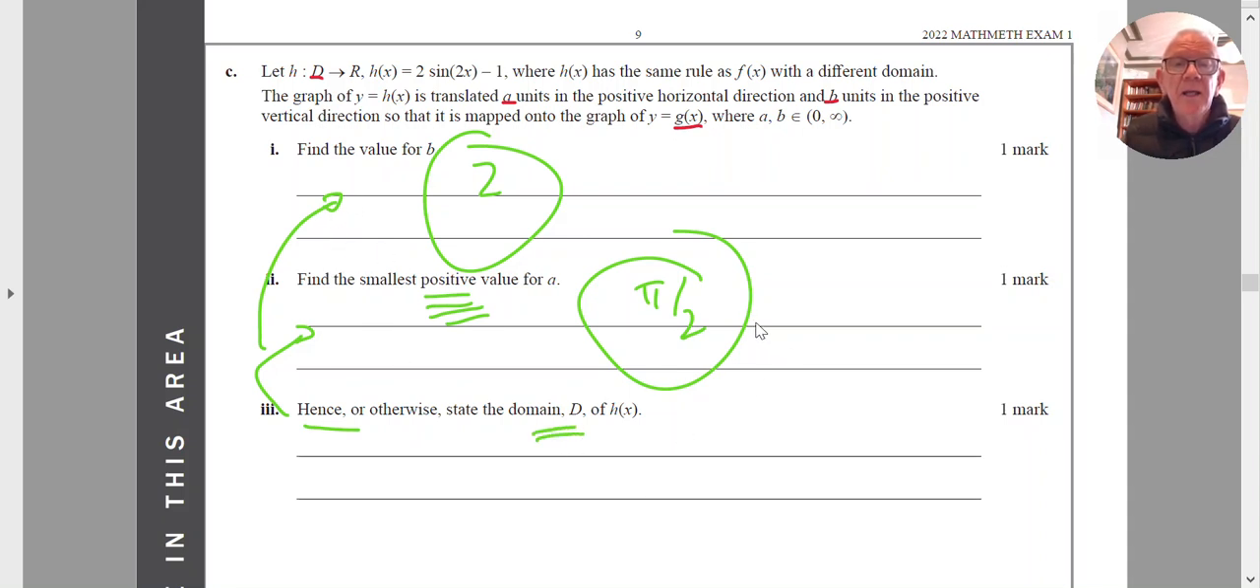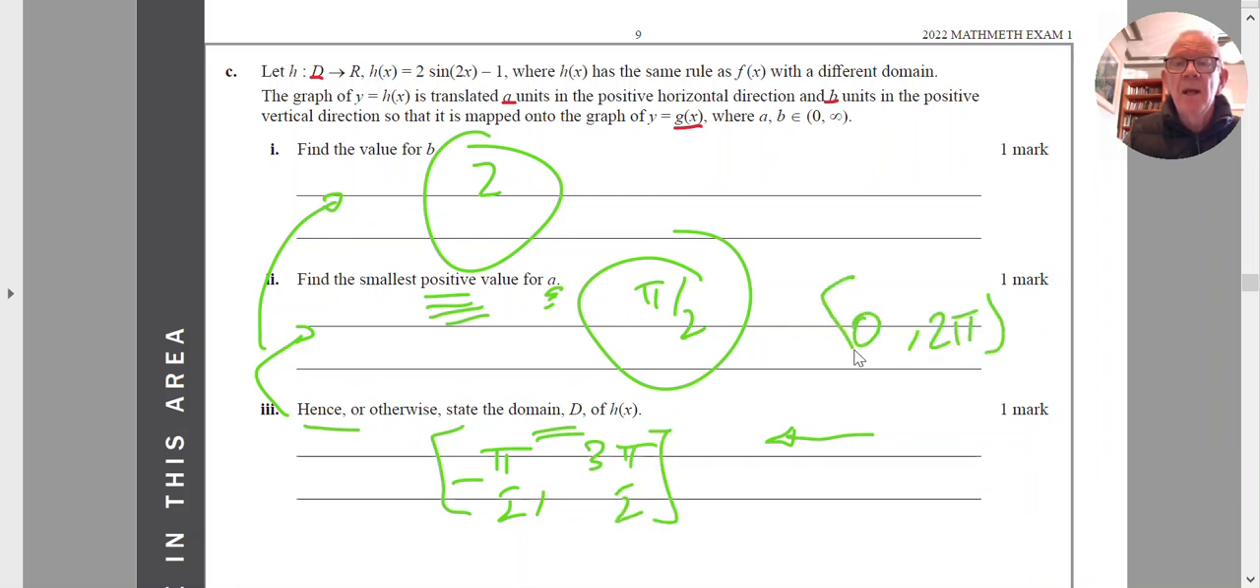So if I've got a equals positive pi on 2, therefore I'm moving to the left pi on 2. So my domain should be now negative pi on 2 through to 3 pi on 2, because I used to be 0 to 2 pi, and I've moved to the left pi on 2. So that's part C.